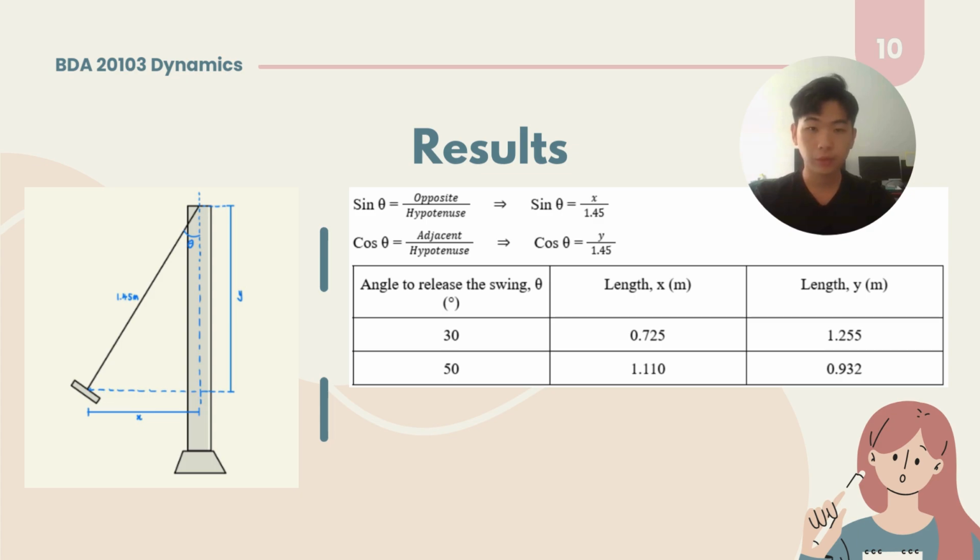My name is Lorena. I will present the results part. Since we cannot get the actual angles to release the swing by the projectors, we are using trigonometry functions to calculate the distance based on the angles of 30 and 50 degrees. The 30-degree angle gives a distance of 0.725 meters, and the 50-degree angle gives 1.110 meters.